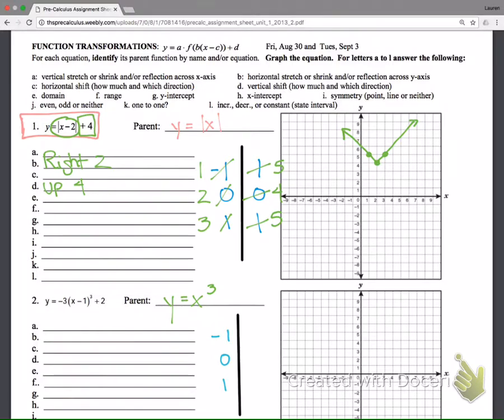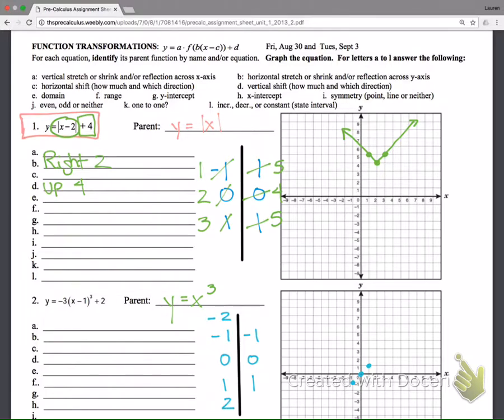If I cube -1, what do I get? -1. If I cube 0, 0, and cube 1, 1. Now, don't graph this over here because we're using this graph for our transformations. But if I graphed those 3 points, it looks like that. If you don't know what the cubic looks like, that's not going to help you a whole lot. What could you do if you didn't know what your cubic looks like? Plug in more points, right? If you don't know, just keep plugging in numbers on either side. Go to -2 and +2 and see what you get.